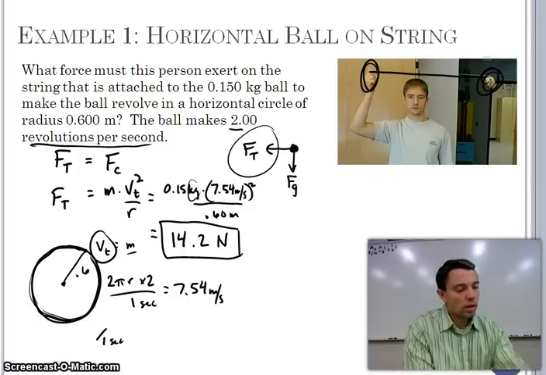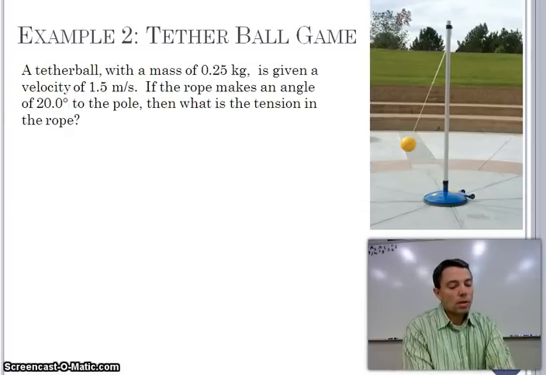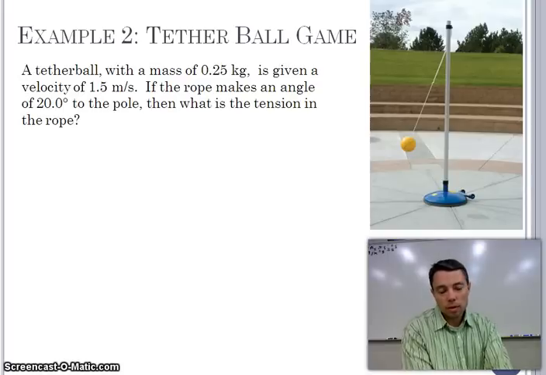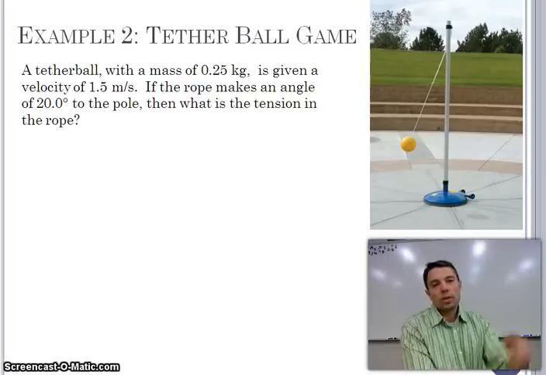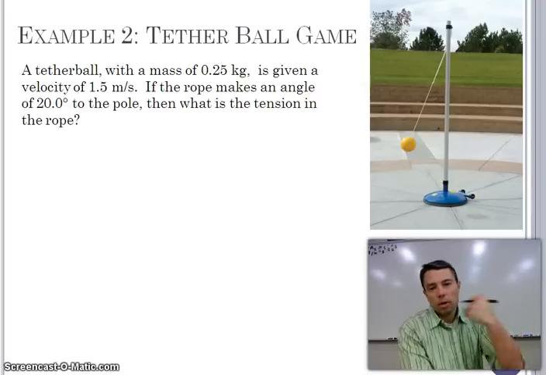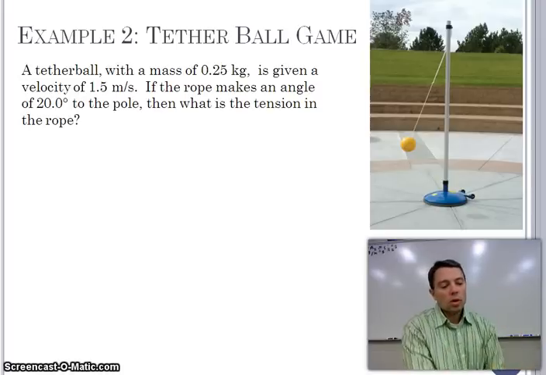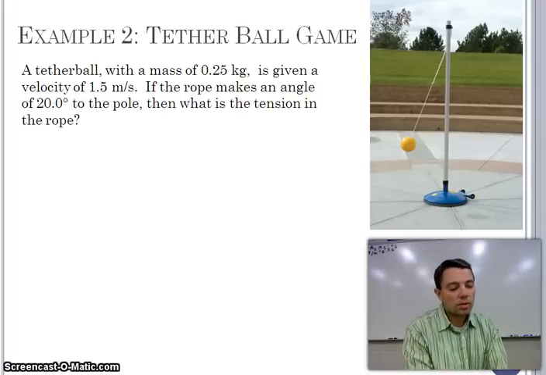So let's go ahead and look at our second example. My second example now is a tetherball example. Now, I don't know how many of you played tetherball before, but this is the pole, and you hit the ball around, and then the ball spins around the circle, and so we actually have kind of two things going on here.